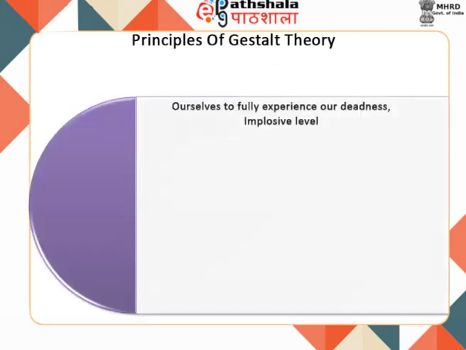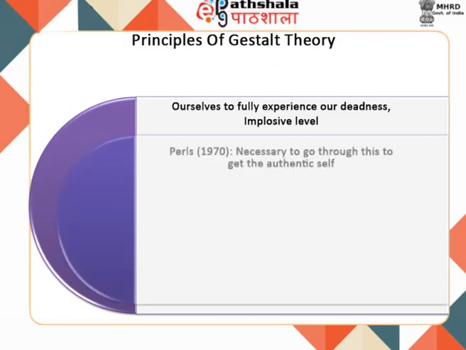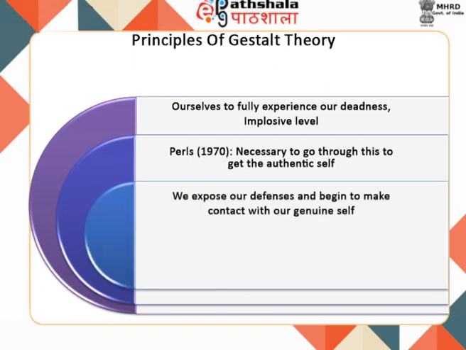If we allow ourselves to fully experience our deadness rather than denying it or running away, the implosive level comes into being. Perls writes that it is necessary to go through this implosive layer to get to the authentic self. By getting into contact with this layer, we expose our defenses and begin to make contact with our genuine self.